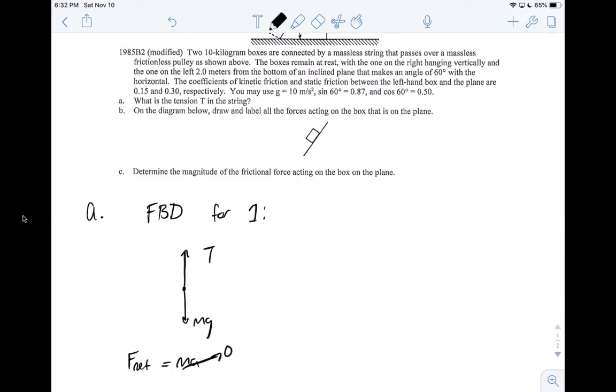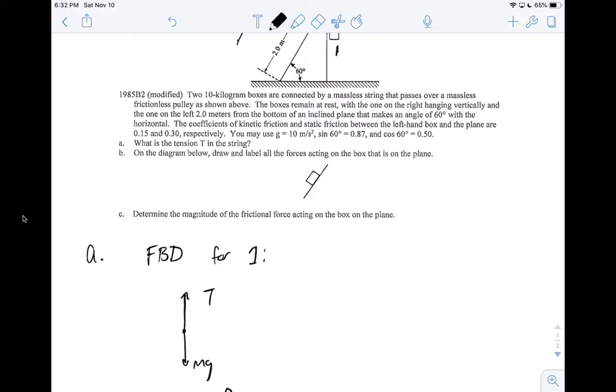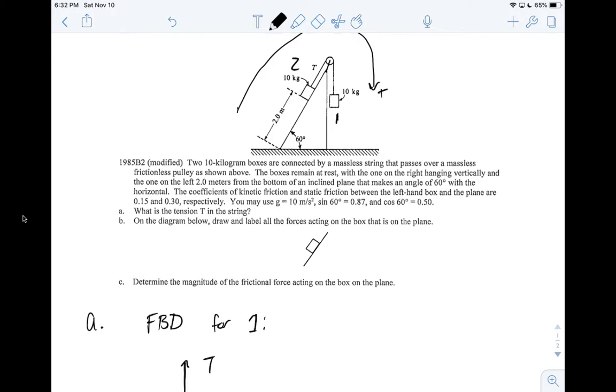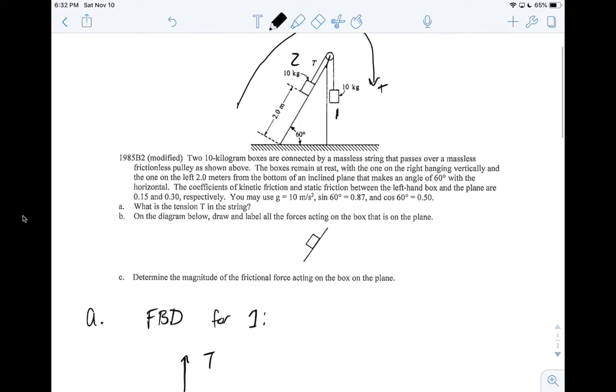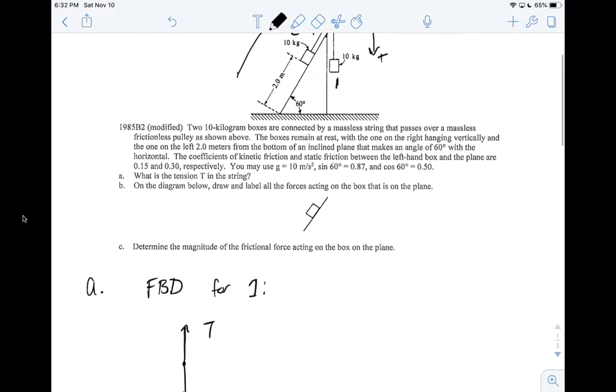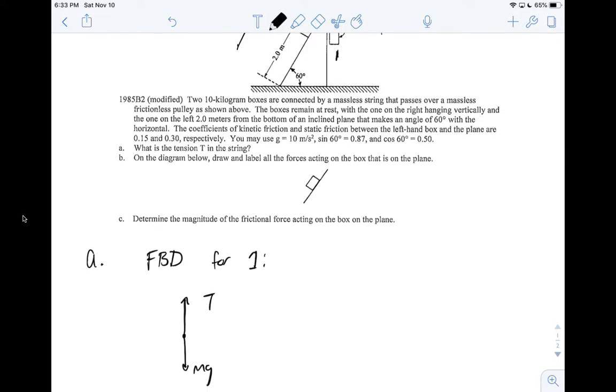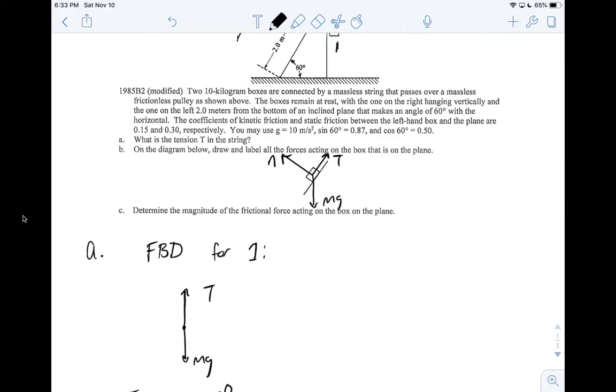Part B, we want to draw and label the forces acting on the box that is on the plane, so box 2. Forces acting on that box, we have mg straight down. We have normal that is perpendicular to the surface. We will have a tension force in the direction of the given string, and then probably some friction going down the ramp.